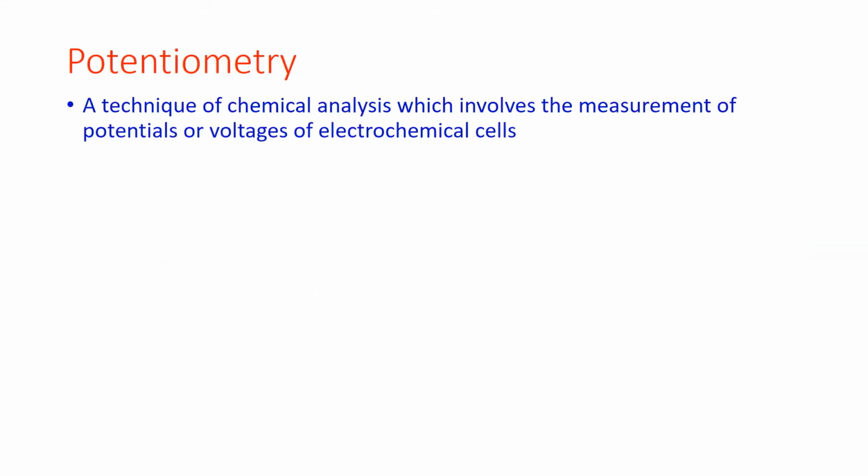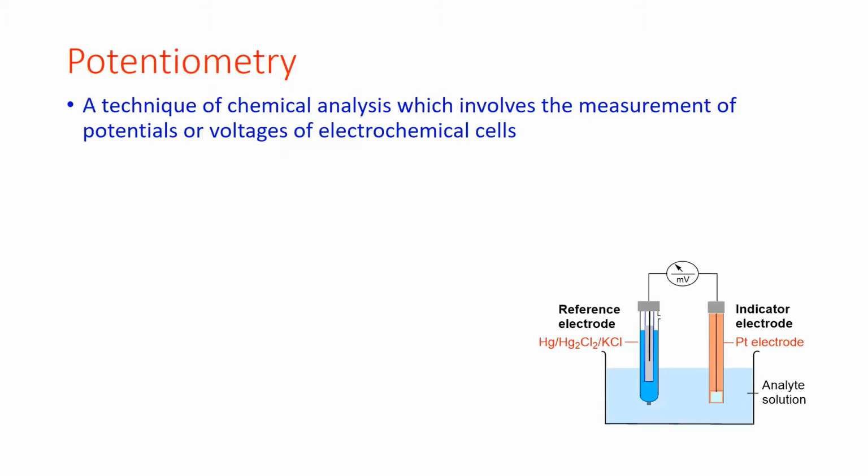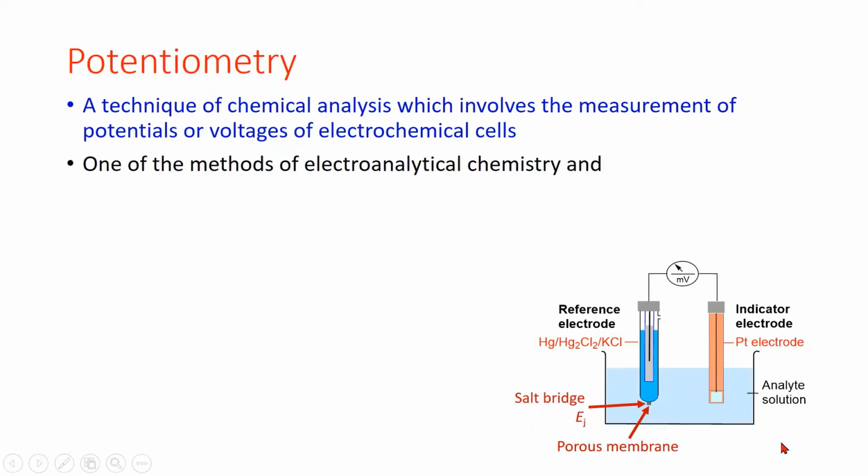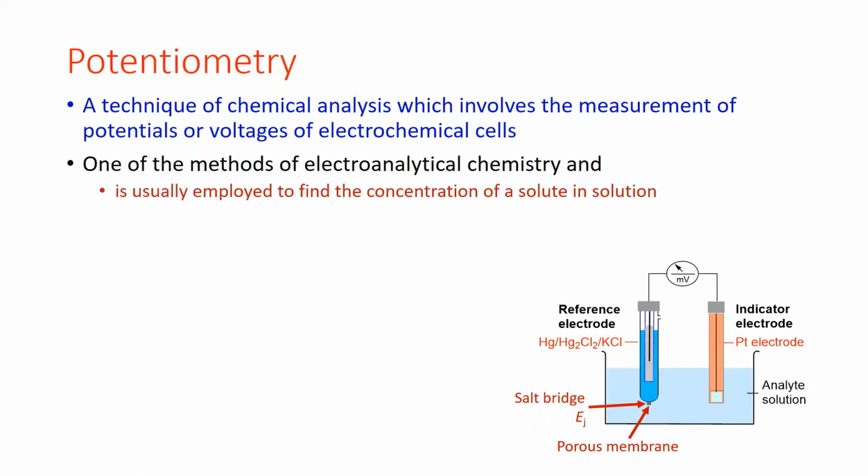Potentiometry is a technique of chemical analysis which involves the measurement of potentials or voltages of electrochemical cells. This is an electrochemical cell. Reference electrode. This is a porous membrane which is acting like a salt bridge, and an indicator electrode. This is one of the methods of electroanalytical chemistry and is usually employed to find the concentration of solute in solution.